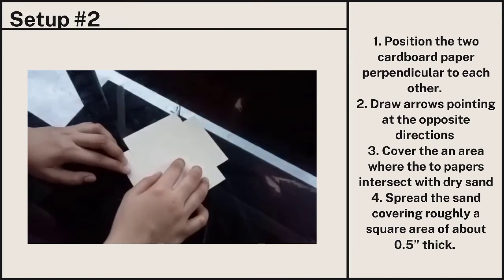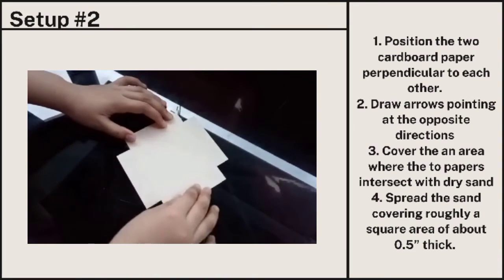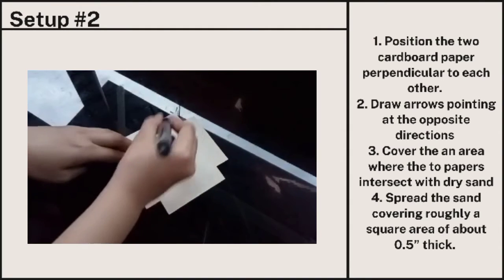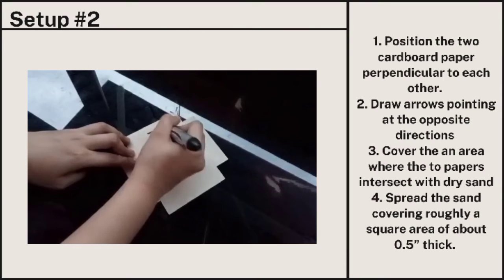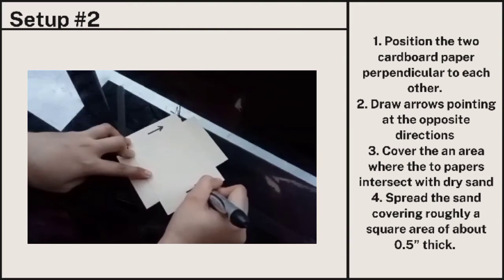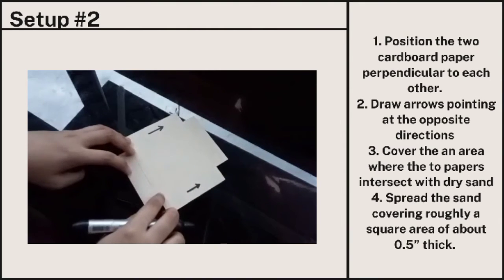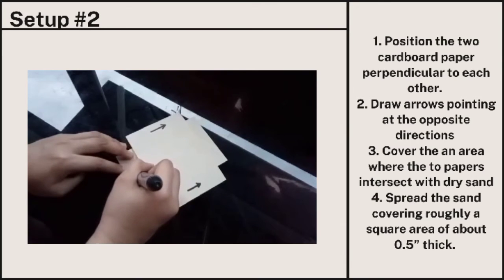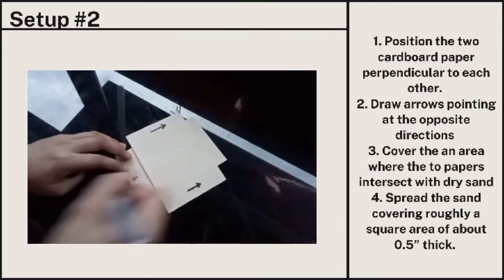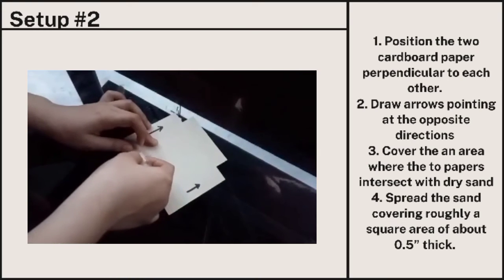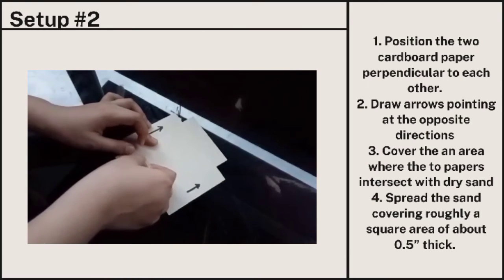Setup 2. Number 1. Position the 2 cardboard papers perpendicular to each other. Number 2. Draw arrows pointing in opposite directions. Number 3. Cover an area where the 2 papers intersect with dry sand. Number 4. Spread the sand covering roughly a square area of about 0.5 thick.